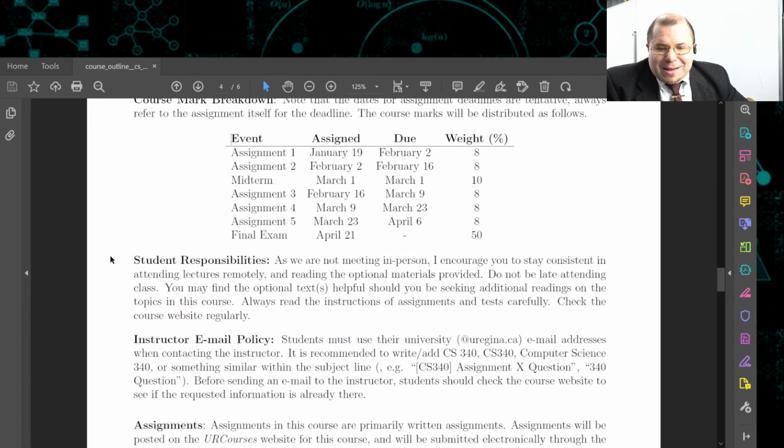But just by general expectations, just try to be consistent with attending lectures and make sure you read any optional materials I point you to. I mostly point this out because obviously the term has started a little later than anticipated. So there may be a case where I may have to once in a while point you to something to take a quick read over it.